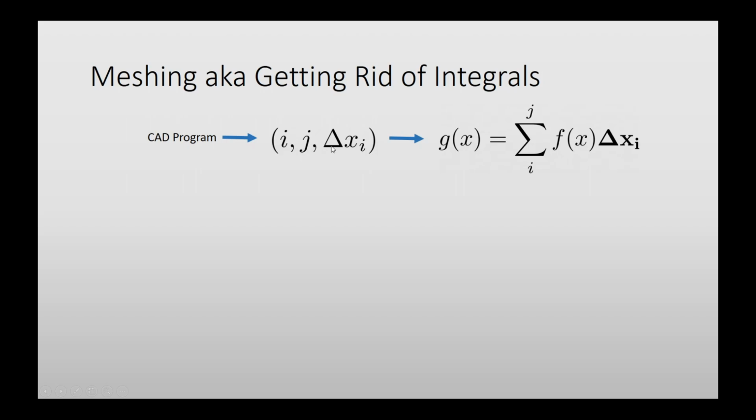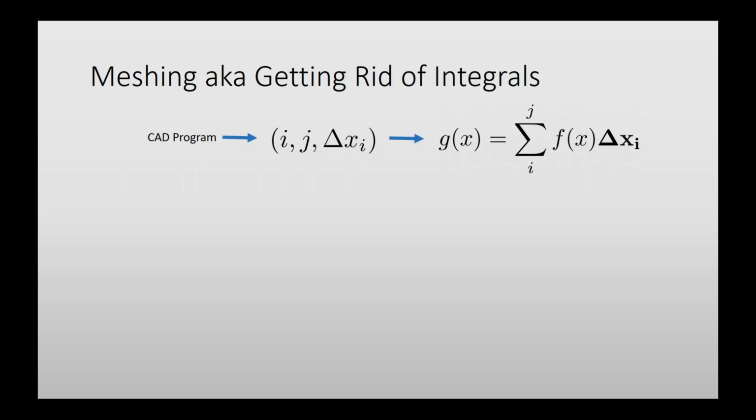The program spits out the ij indices and the meshing distance, and so we have split our integral into a meshing program which spits out some values, and then there is a solver program, and the solver program just computes the area of that function using a simple formula like this. That's the main benefit of meshing, and that's why we use the finite element method.